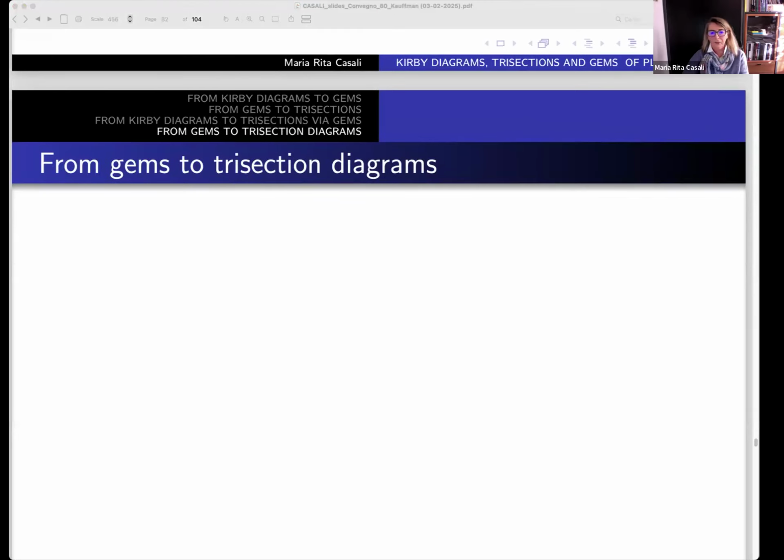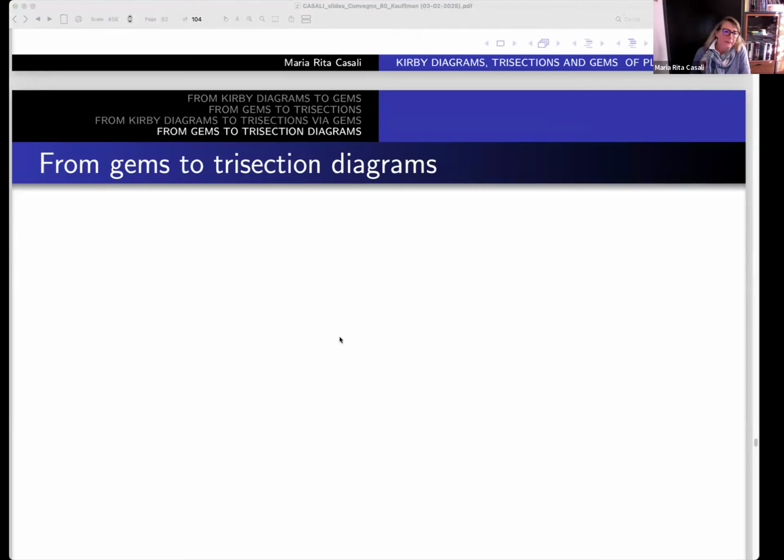I don't know if I can give a hint about the trisection diagrams or if my problems have caused the lack of time. I can do as you want. I mean, if you want a few more minutes, you started late, so you can have a few more minutes if you'd like. Okay, yes, I can.